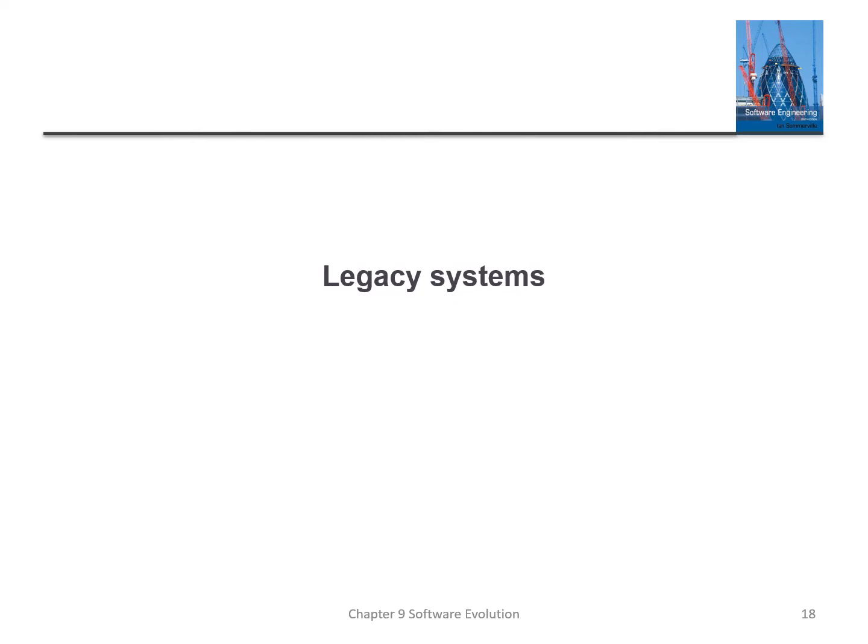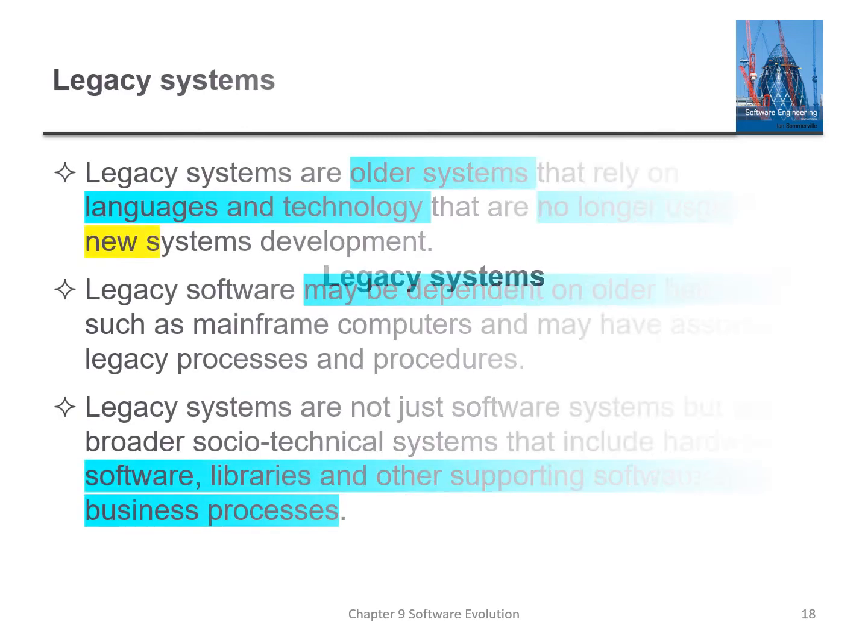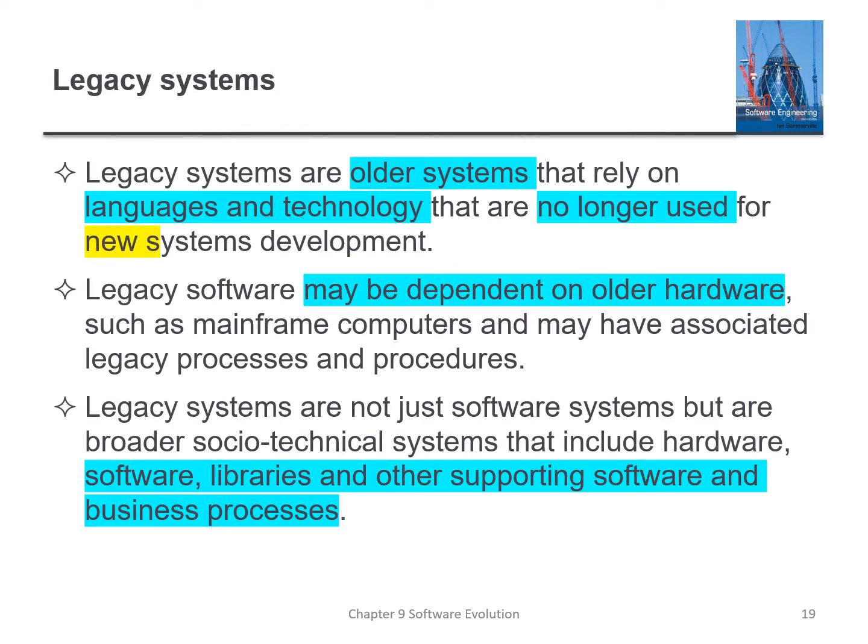Okay, let's look at a topic related to evolution, which is legacy systems. A legacy system, in an easy way to understand, refers to an old system that uses languages and technology no longer used in new system development nowadays. It's there, it's just that there is no additional extension, or it might not be used in newer systems.